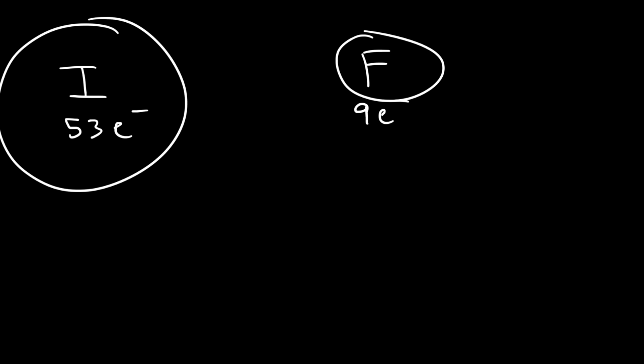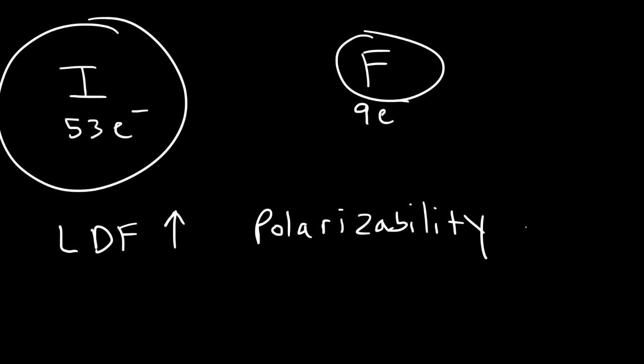So the more electrons you have, as they move randomly about the atom, the chances of an induced dipole forming, or an instantaneous dipole, will increase. Because the more electrons you have, there's going to be an increased probability that one side is going to have more electrons than the other side. So the chances of distorting the electron cloud goes up. So London dispersion forces increase with increased polarizability. And the polarizability of an atom is dependent on the number of electrons found in the atom.